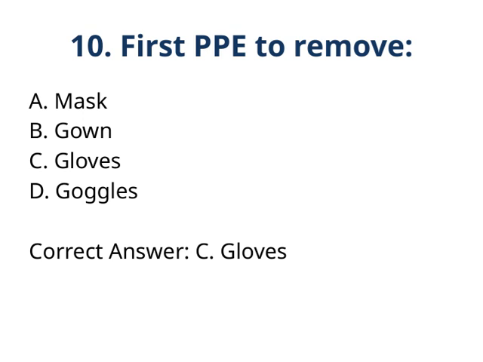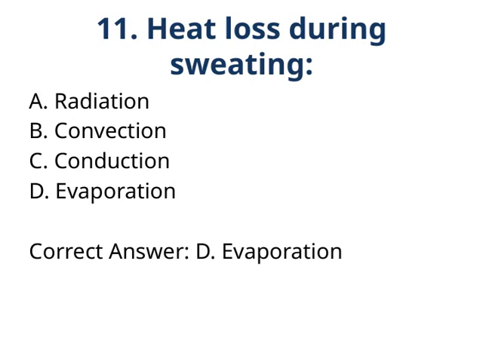Let's talk about heat loss during sweating. When we sweat, our body is trying to cool down, and there are several ways this heat is lost. The options include radiation, convection, conduction, and evaporation. Now, among these, the most significant process during sweating is evaporation. Why is evaporation so important?